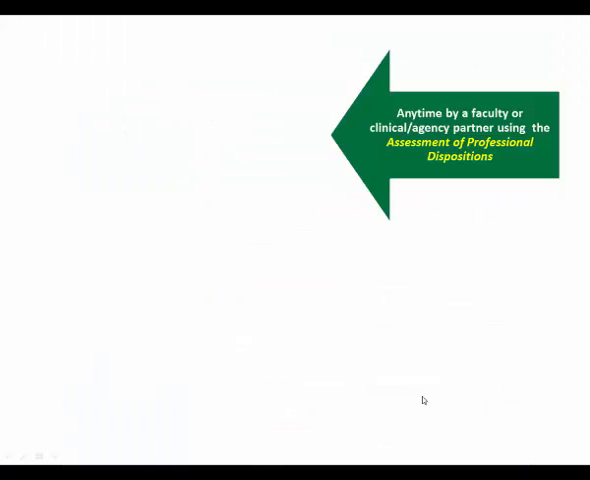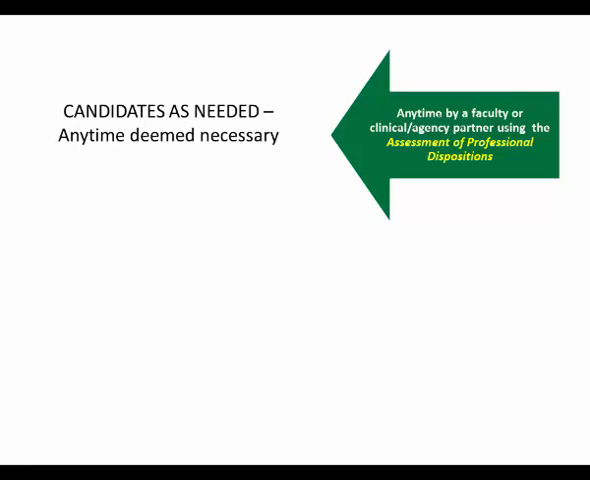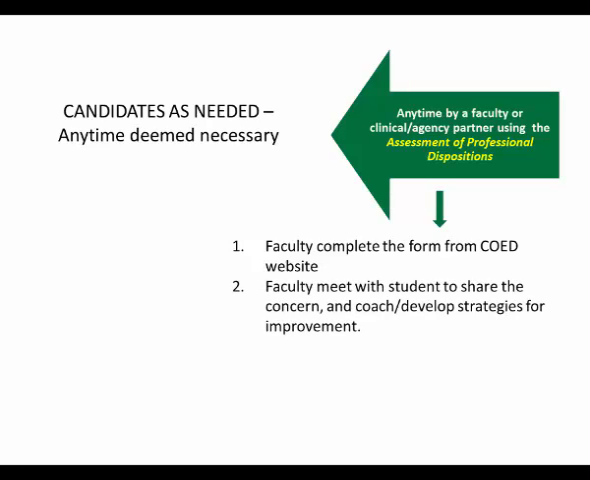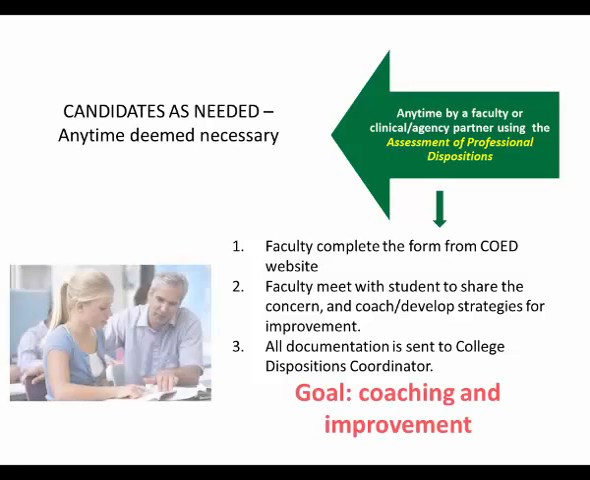Candidates may be assessed by any faculty or clinical, agency, community partner at any time during their program of study as deemed necessary. When assessing a candidate with this method, faculty complete the form from the COE website, meet with the student to share the concern, and coach and develop strategies for improvement. All documentation is sent to the College Dispositions Coordinator. Remember, the goal of this process is coaching and improvement to increase positive impact.